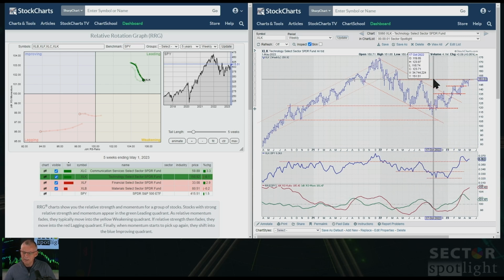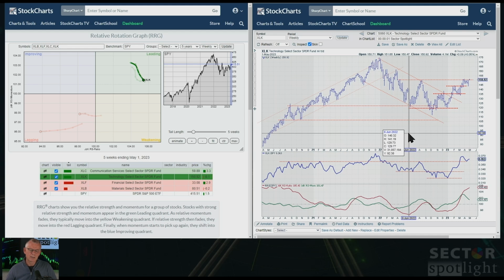And here again, if technology takes out significantly that 150, 152 area, then the upside is wide open for technology, and that'll certainly help the relative strength. So all in all, if we wrap this up, technology and communication services are really doing what we expect them to do. That's completely aligning with the expectations from a seasonal point of view.